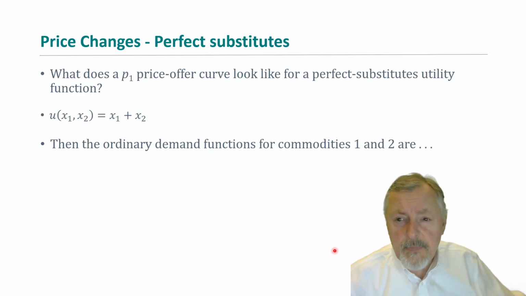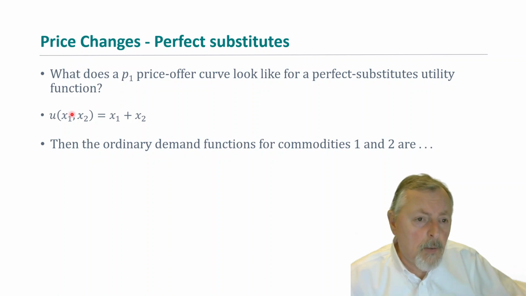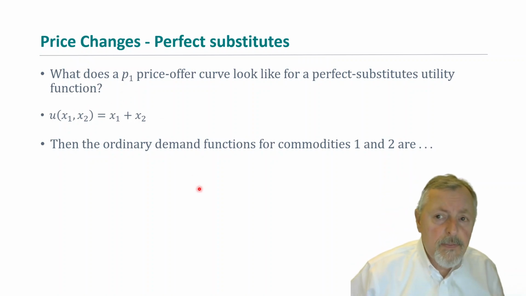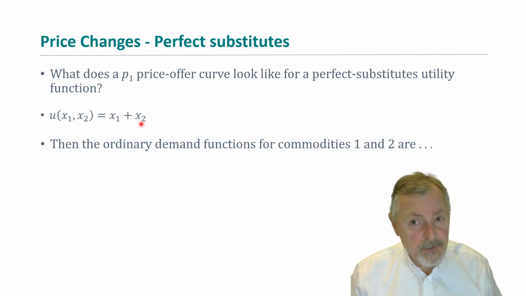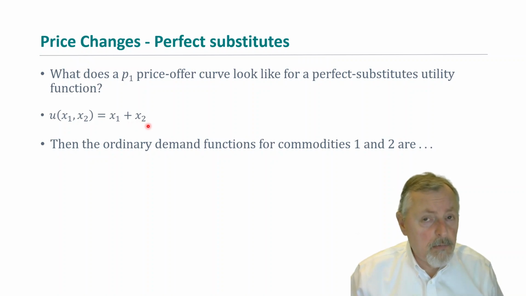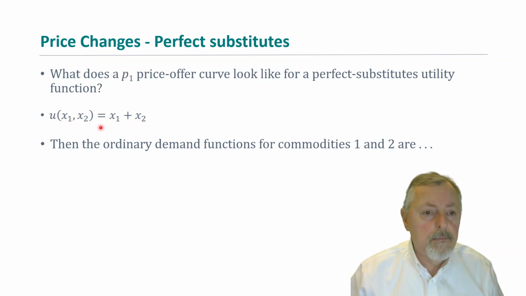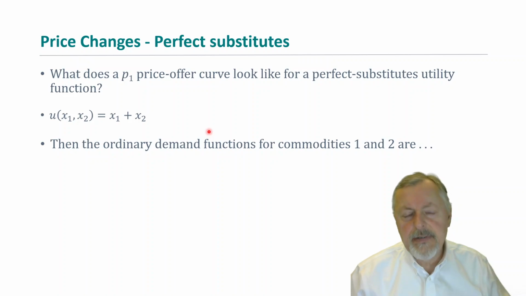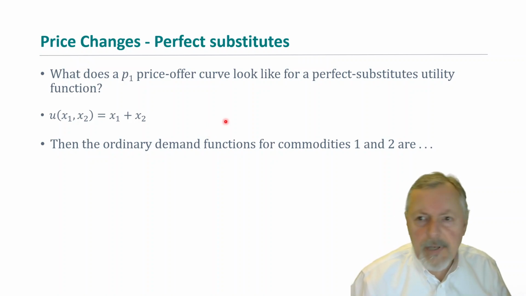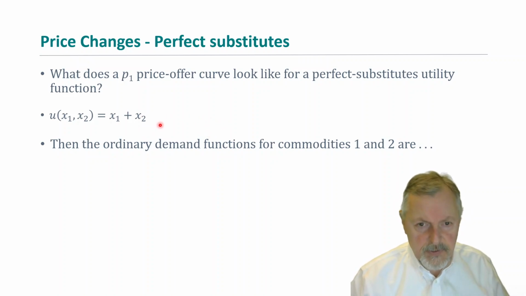Now let's look at the same thing for perfect substitutes with this utility function. Note that these are perfect substitutes that you want to consume at a ratio of 1 to 1. Keep in mind that even though this is the simplest example, it doesn't have to be 1 to 1. If utility was 3x1 plus x2, where you wanted to consume these in that ratio, 3 of this to 1 of that, they would still be perfect substitutes. It just makes the math a tiny bit more complex. But this is the simplest case of perfect substitutes.